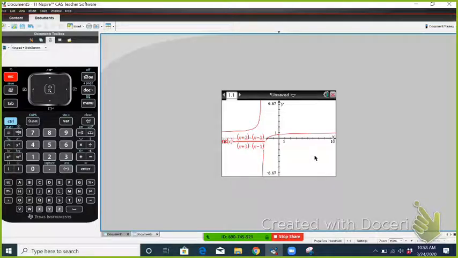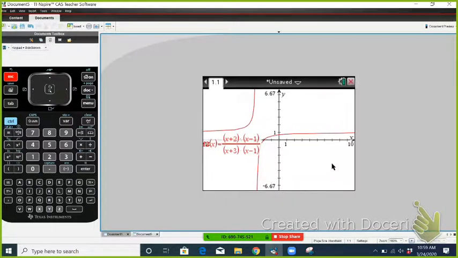Okay, so how do you find the coordinates of a hole? Now, a hole in a graph is a discontinuity, but it's different from a vertical asymptote. So this graph here has a vertical asymptote at x equals -3.